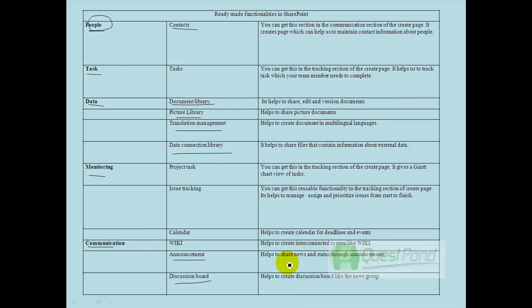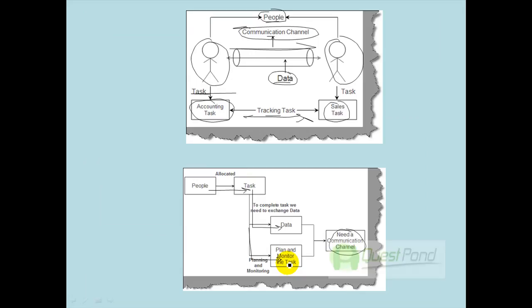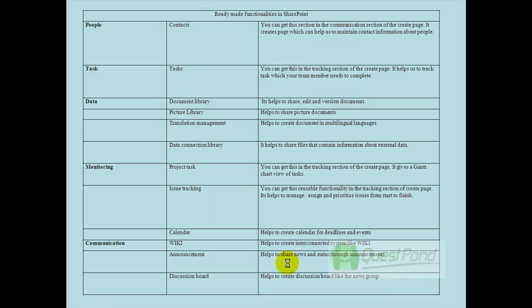The only point to remember is that whenever you take a requirement, you need to map these functionalities with SharePoint. And one of the very important aspects of SharePoint is collaboration. The whole point why SharePoint exists is collaboration. So always keep these 4 or 5 aspects in mind when you talk about collaboration: communication, monitoring, data, task, and people, and then map your requirement accordingly and see what SharePoint has given in this.